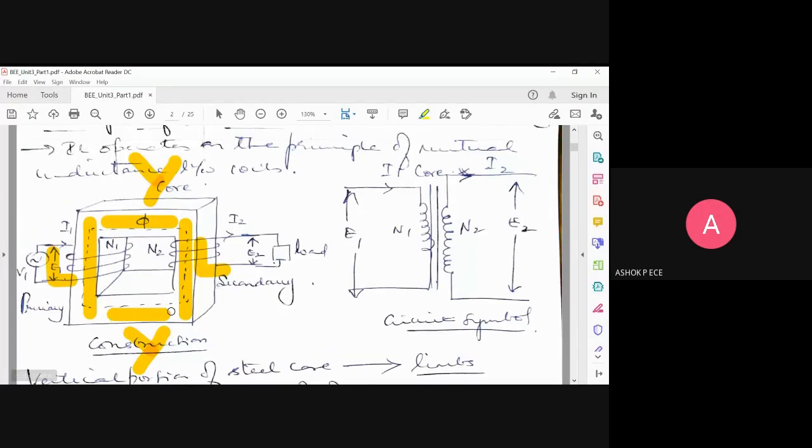And this core is going to be made up of ferromagnetic material. Ferromagnetic material means as and when you pass current through it, it has to produce flux. It has to produce magnetic field. So magnetic field, you quantify that by flux. Okay, so that is the purpose of having a ferromagnetic core.